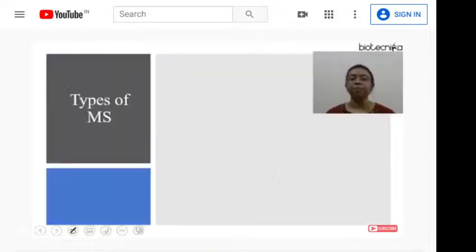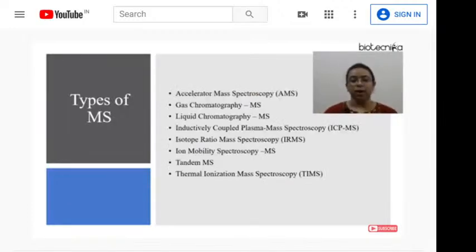Now most importantly, the types of MS, mass spectrometry, we have are very important to get analyzed, isn't it? So what are the types we have? We have accelerator mass spectrometry, gas chromatography, liquid chromatography, inductively coupled plasma mass spectrometry, isotope ratio mass spectrometry, ion mobility spectrometry, tandem and thermal ionization mass spectrometry. Not only this, we have a lot more.